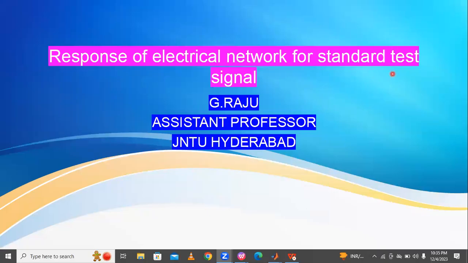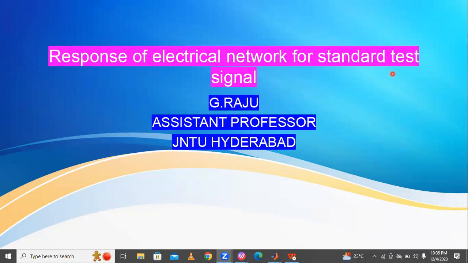Response of electrical network for standard test signals. Here the standard test signals are nothing but step, scale, ramp, next triangular, like this. These are the standard test signals.